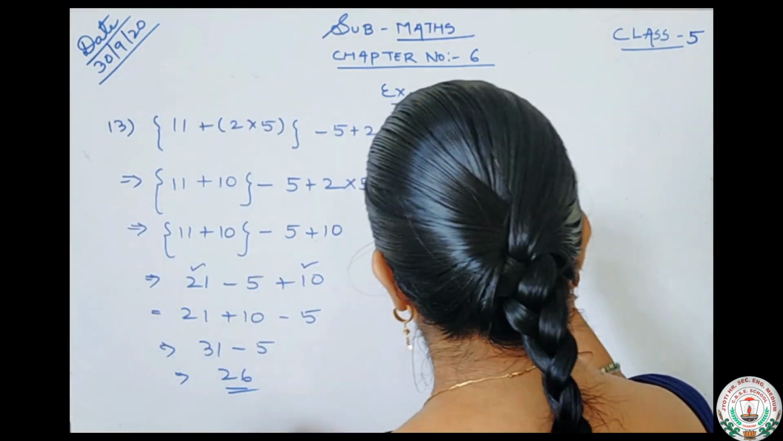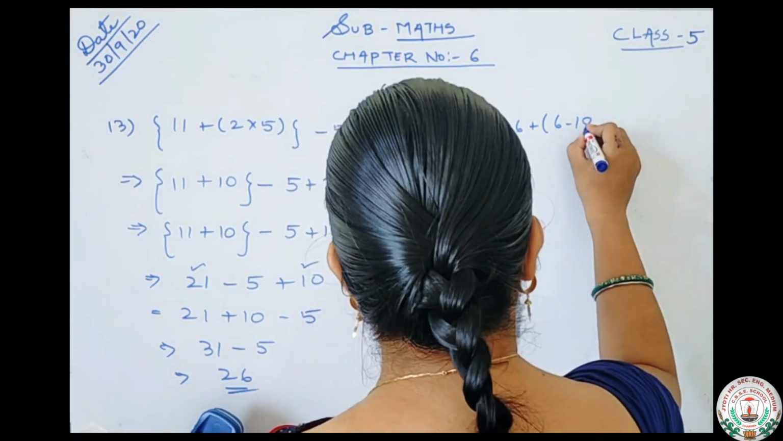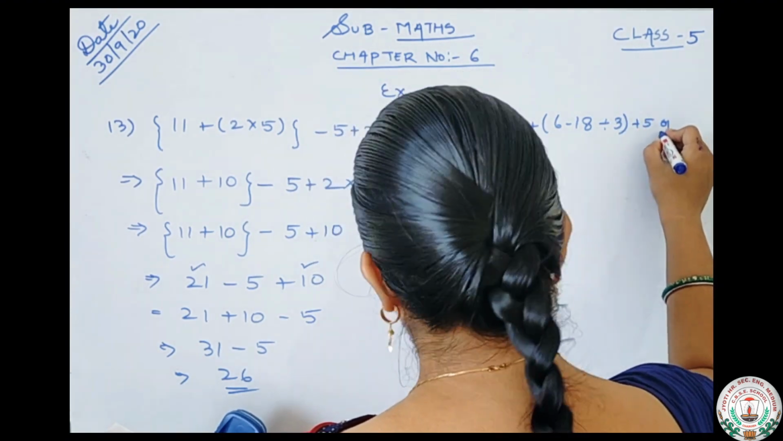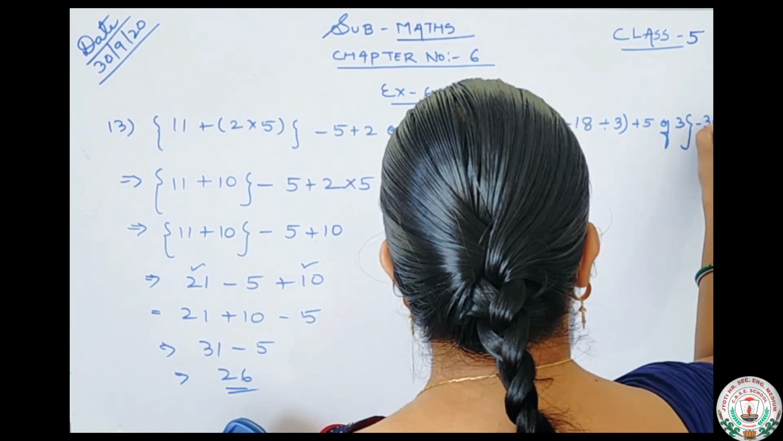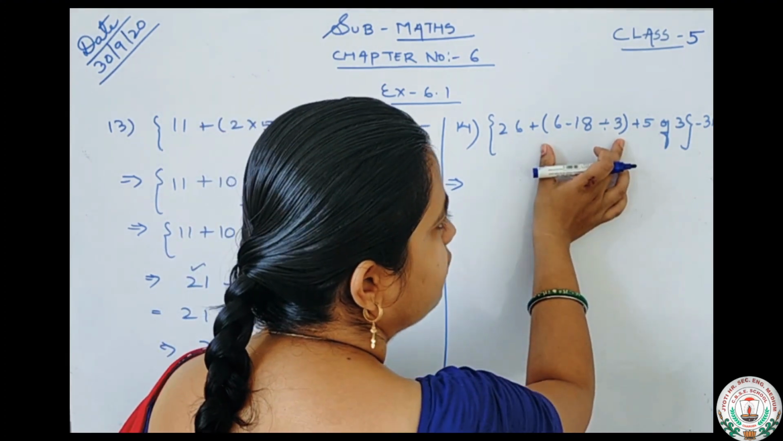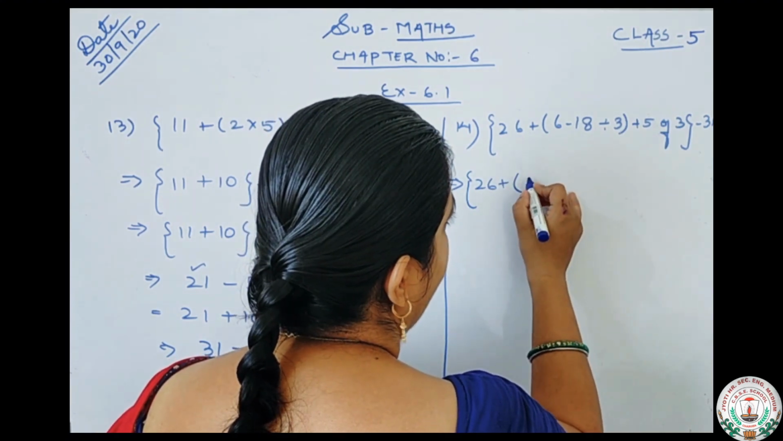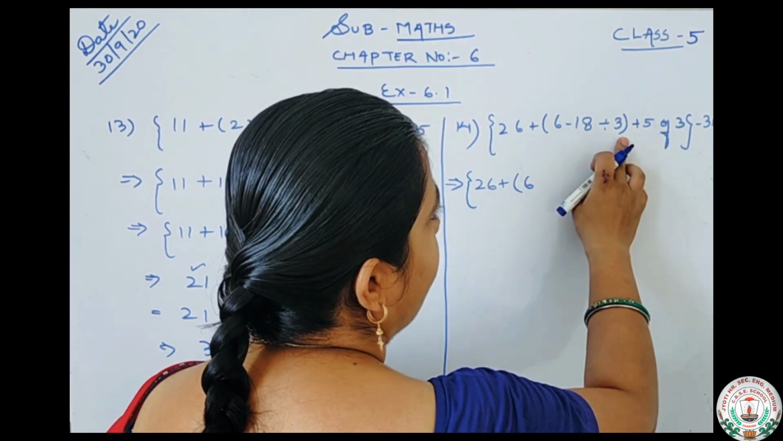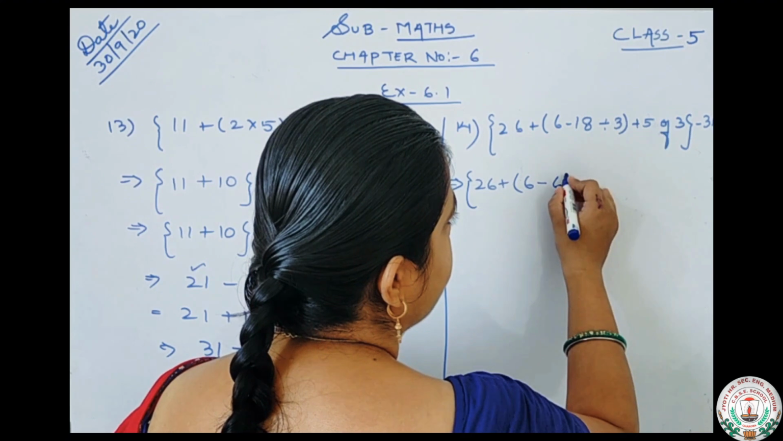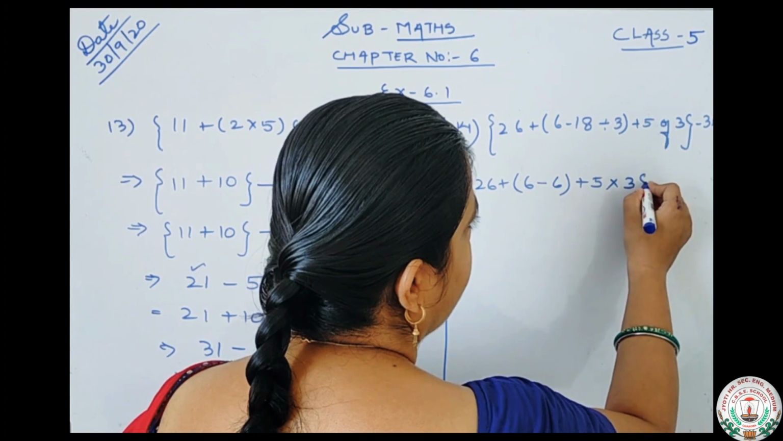14 is curly bracket 26 plus 6 minus 18 divided by 3 plus 5 of 3, bracket closed, minus 36. Let's see what we will do first. First we will solve the small bracket, the operation inside the small bracket. First is division, so you will divide 18 by 3. 3 6s are 18. So you will get 6. Then plus 5, in place of "of" put the sign, and 3.